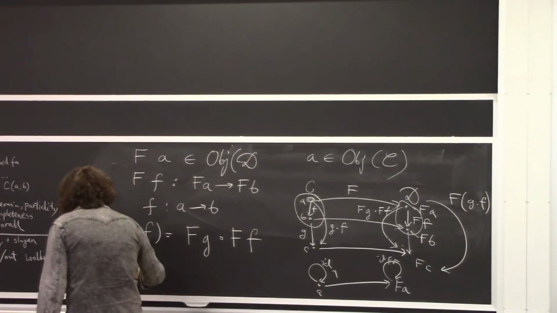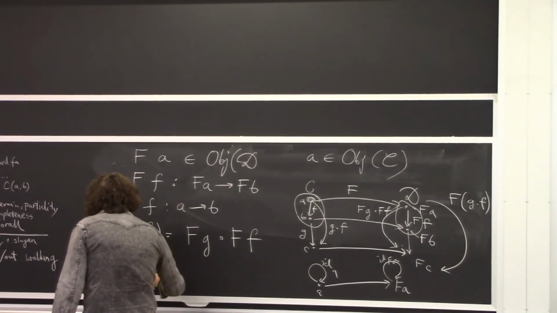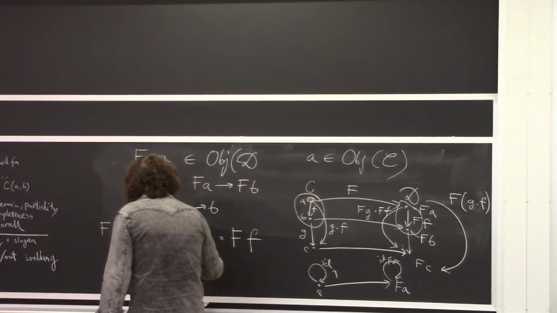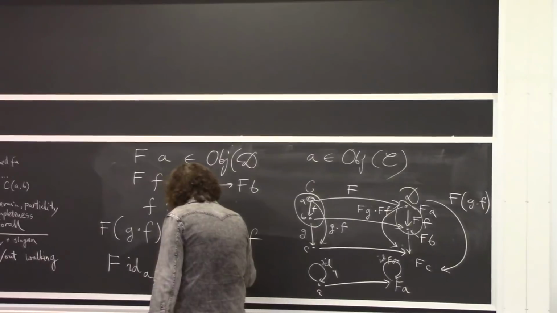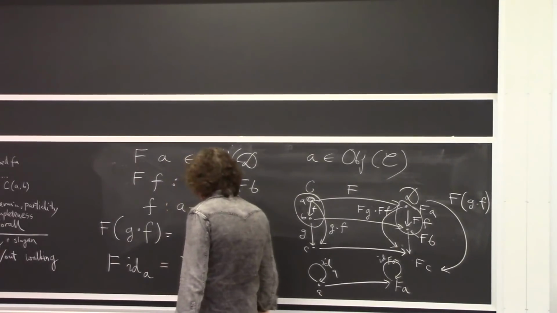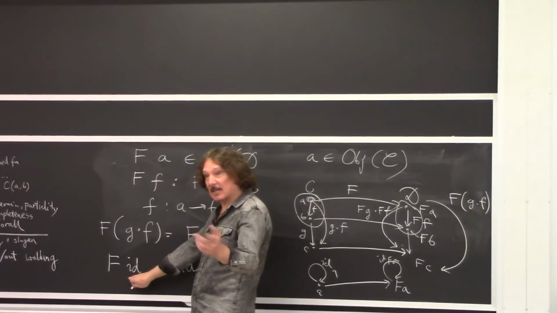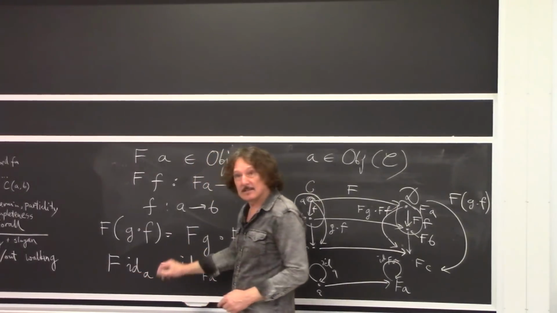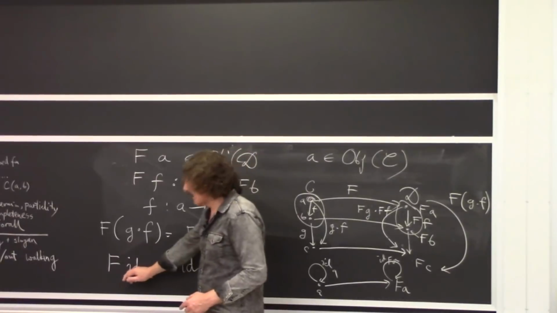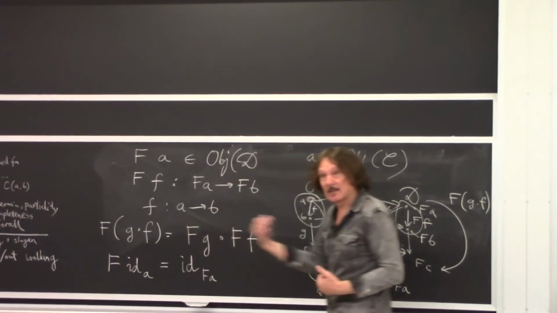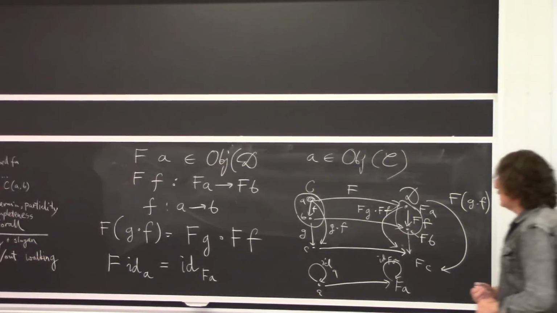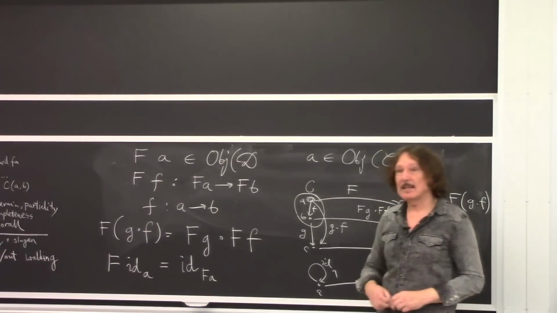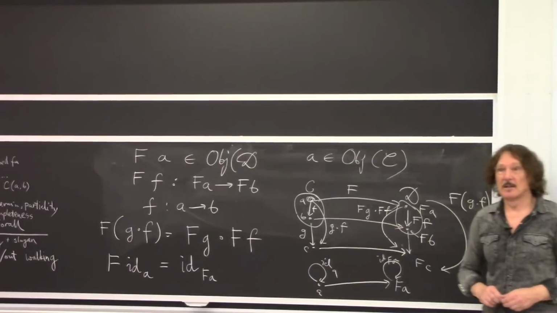So F acting on ID A is the same as ID on FA. Okay, so this identity is in the left category. This identity is in the right category. But I can move them between categories using the functor. Right? So these two things guarantee that the structure is preserved.